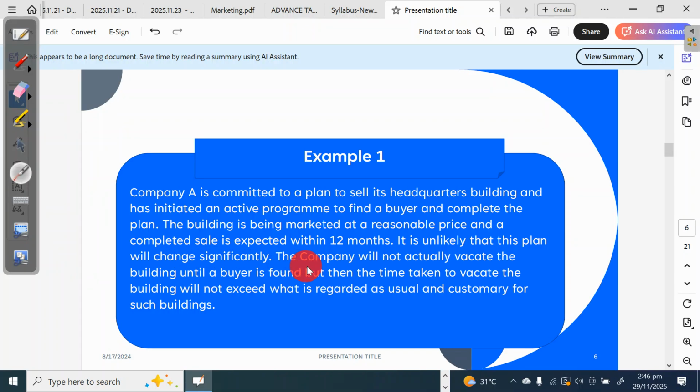The company will not actually vacate the building until a buyer is found. So you are saying the company will be in the building until the buyer is found. But then the time taken to vacate the building will not exceed what is regarded as usual and customary for such buildings. So, can we classify this asset as held for sale?